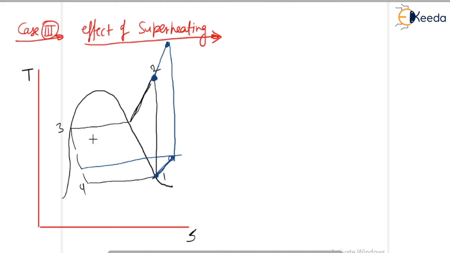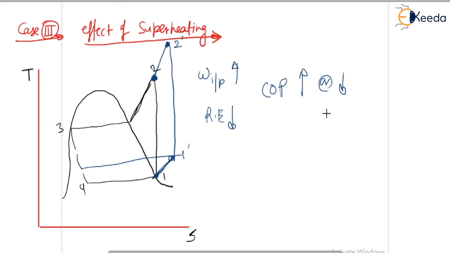and this is your point number 2, and this is your point 1 dash and 2 dash. So by this effect, work input is going to increase. And RE is going to decrease, and your COP final value either increases or decreases. Why? It depends on RE. The COP value either increases or decreases.